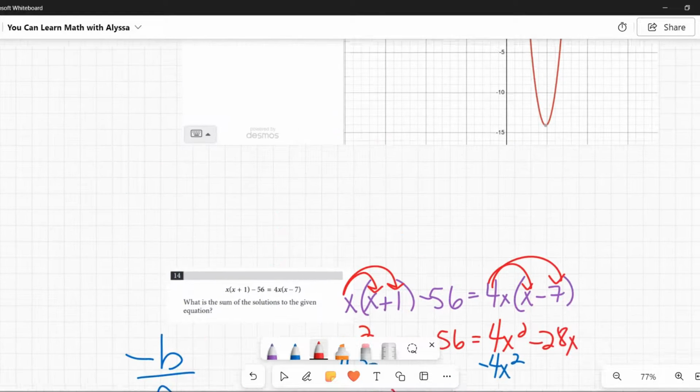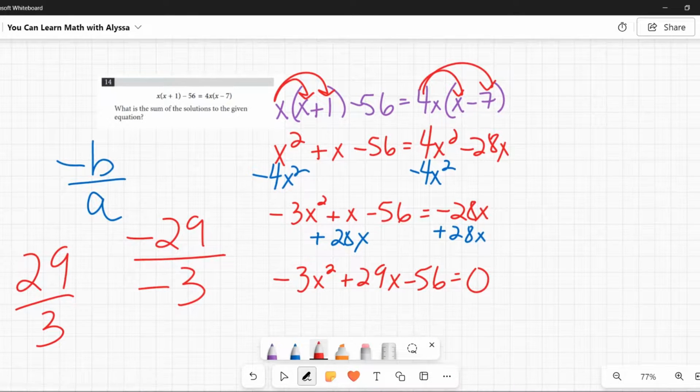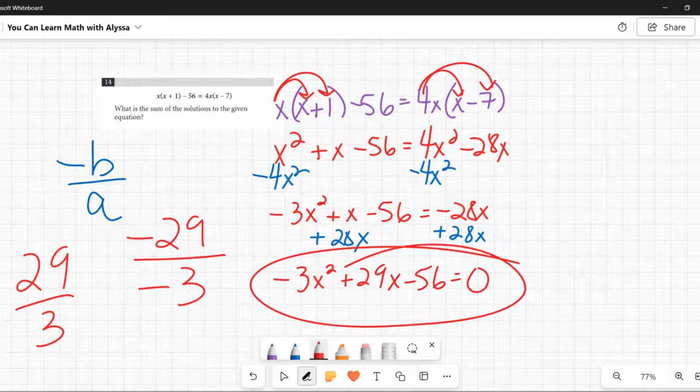Another way to do it is graphing. There's two ways, actually, that you can graph it. I would say once you get to this point, that negative 3x squared plus 29x minus 56, if you get to that point and then go, I don't know how to factor that. I don't want to do the quadratic formula, or I'd say know how to factor, but I just don't want to bother with factoring that. It's going to be a monster to factor.